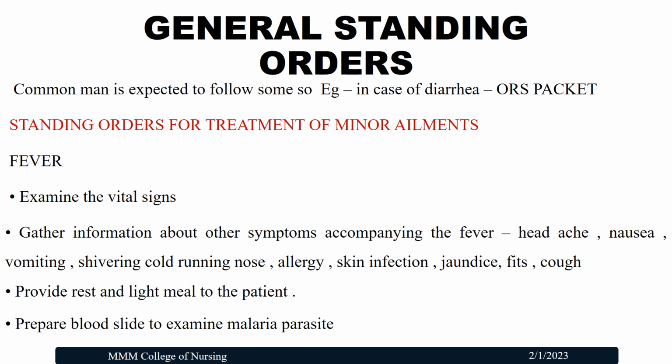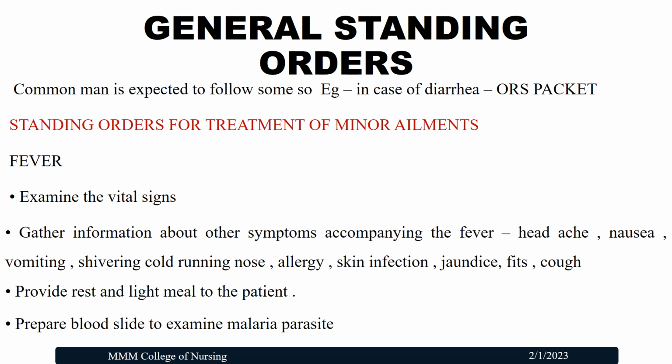Standing orders for treatment of minor ailments. We'll see one by one. The first one is fever. If the person is having fever, we should examine the vital signs, gather information about other symptoms like headache, nausea, vomiting, shivering, cold, running nose, allergy, skin infection, jaundice, fits, cough, and provide rest and a light meal to the patient.